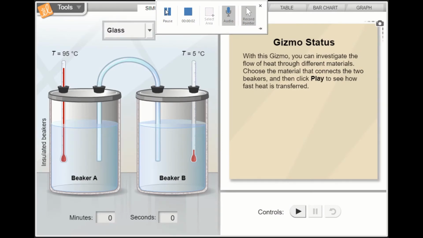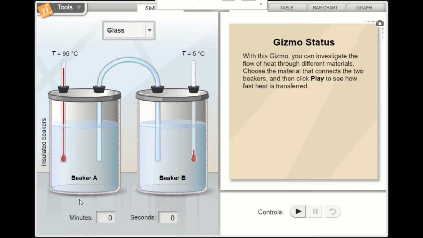In this activity, we'll be testing different materials, connecting the two beakers A and B. As you can see, beakers A and B have different temperatures. We use a thermometer to measure the temperature in each of the beakers. In beaker A, the temperature is 95 degrees, and in beaker B, it's 5 degrees. Okay? It's the glass that is connecting, in this case, the two beakers. Let's see. Is the glass a good conductor of heat?